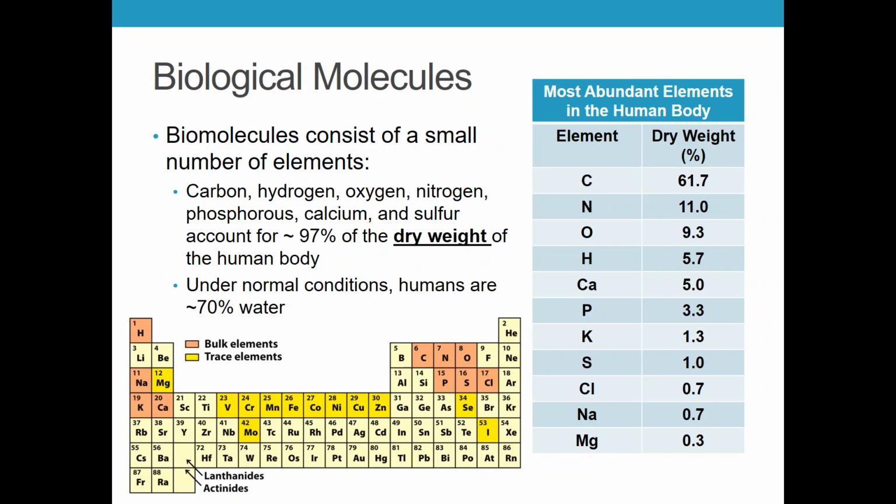So you have a lot more of them, a lot more. They represent more of the dry mass relative to the trace elements. Now, just to put this into perspective, under normal conditions, you and I as humans are about 70% water. So when we talk about the dry weight, it is very important to remember that it is the dry weight. Otherwise, most of what you and I are made of is water.